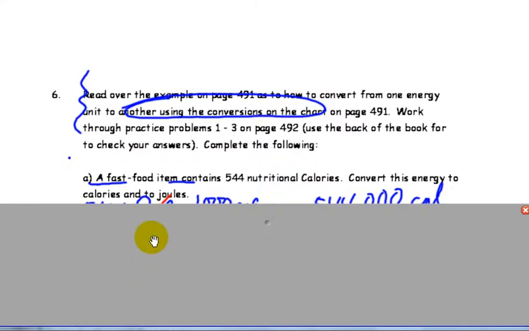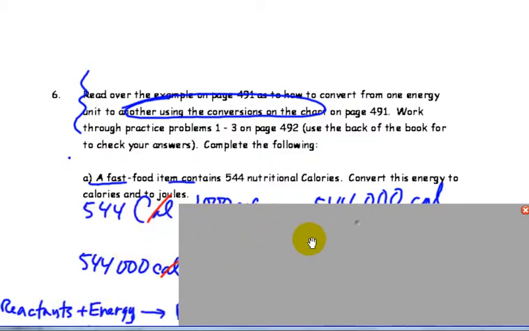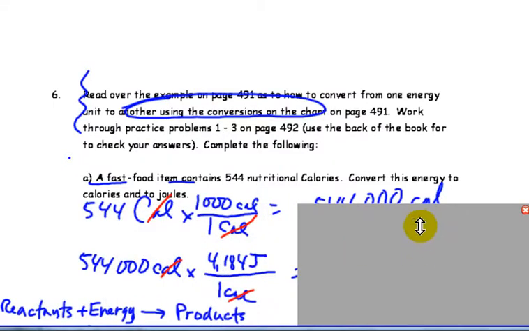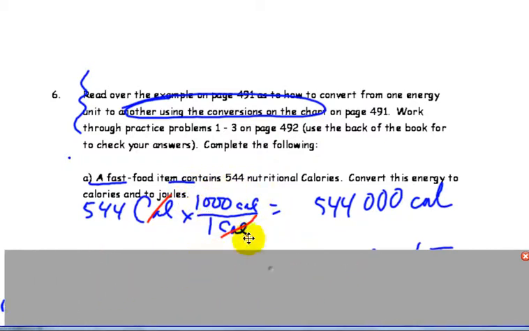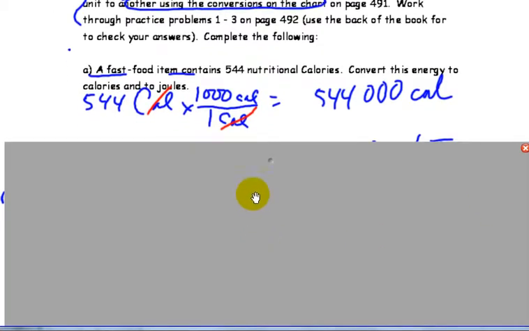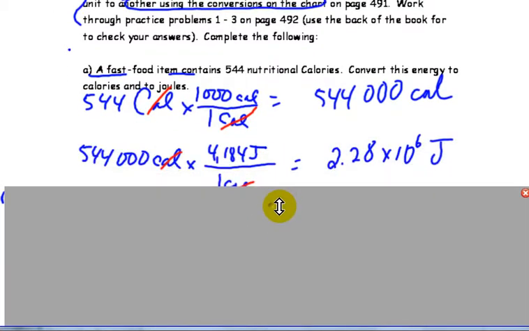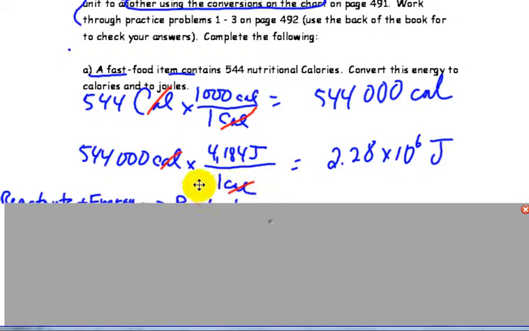So a fast food item contains 544 nutritional calories, so that's the big C calories. Convert this energy to calories and to joules. So first of all, changing it into scientific calories, we know that 1 big cal is equal to 1,000 little cals, so that's 544,000 calories. And then of course using one of those conversions there, going from calories to joules, so calories cancel and I'm left with the unit that I want.